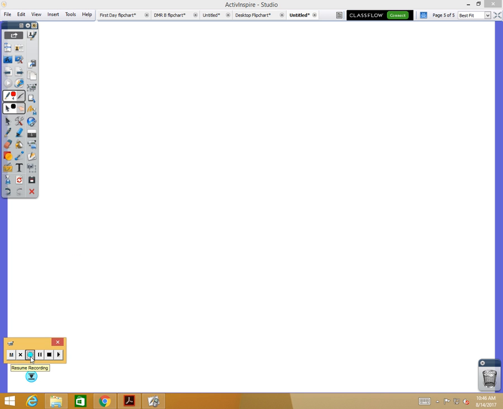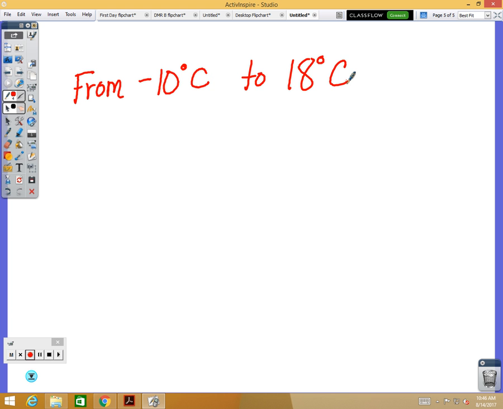Another type would be if you had some word problems. And this is going to be a change of degrees or a change of distance. Let's say that you went from negative 10 degrees Celsius to 18 degrees Celsius. I want to know what is the change of temperature. Think about being at negative 10 and it's going up, right? So it goes negative 10 to 0 and then from 0 to 18. So what is it? 28 degrees. That's right, 28 degrees Celsius is the change in temperature.